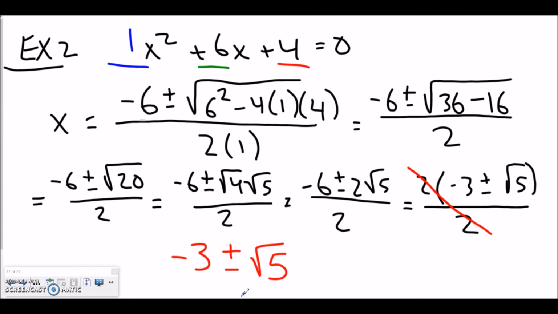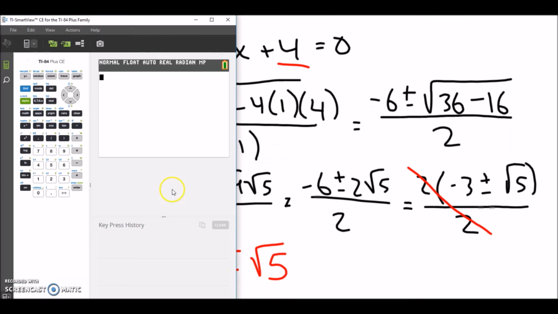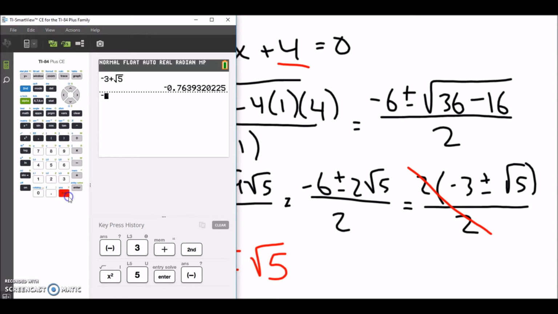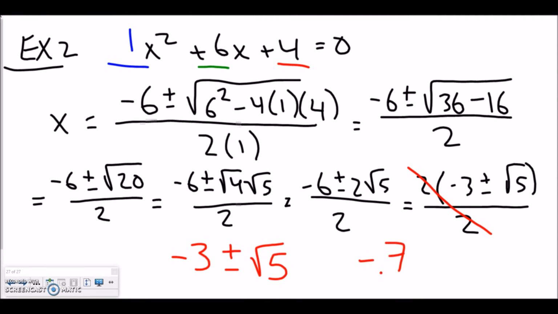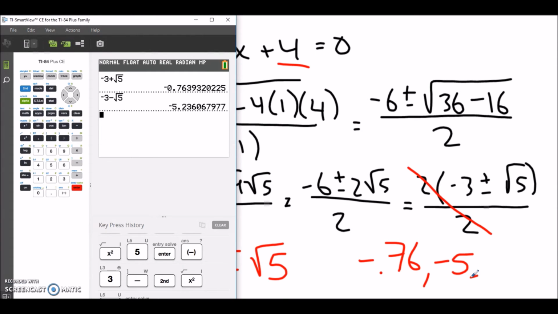What does that look like in terms of Canvas? Well, let's make sure. Negative 3 plus square root of 5 and negative 3 minus square root of 5. So negative 0.76 and negative 5.24. Be sure to round. So negative 0.76 comma negative 5 and I actually just forgot what we said, 24.